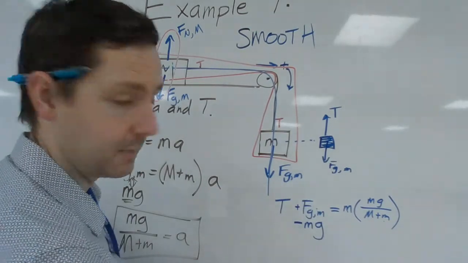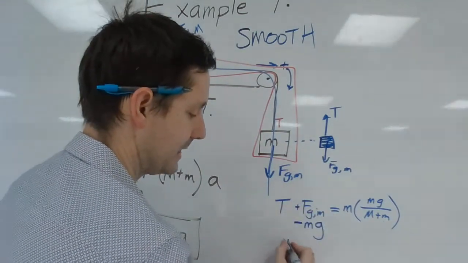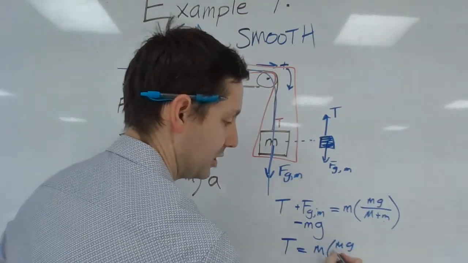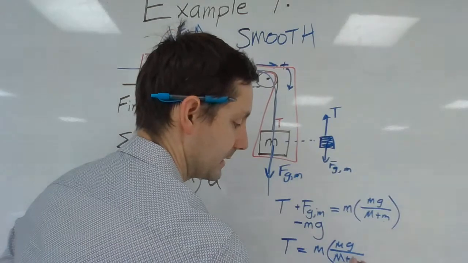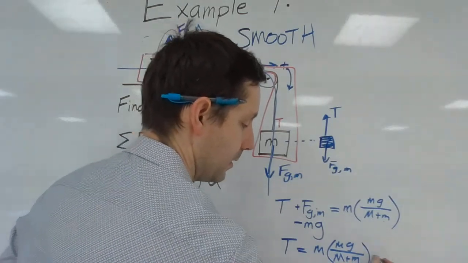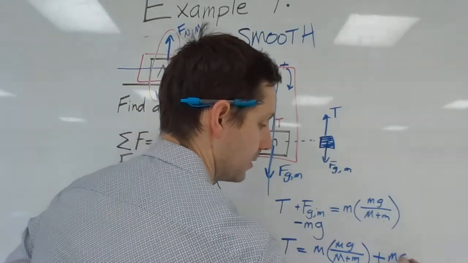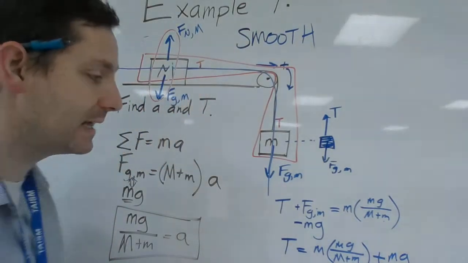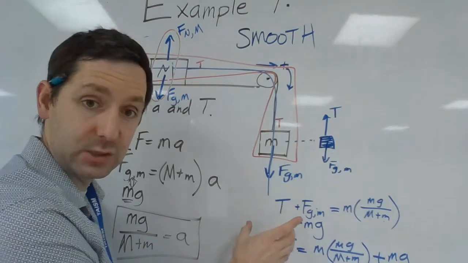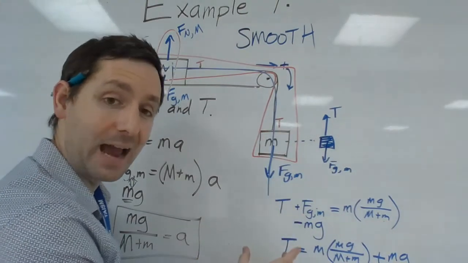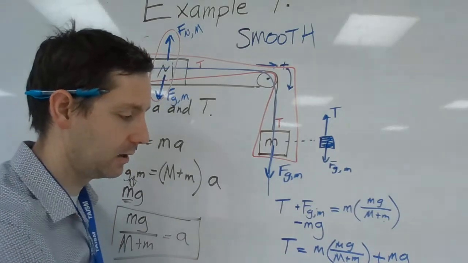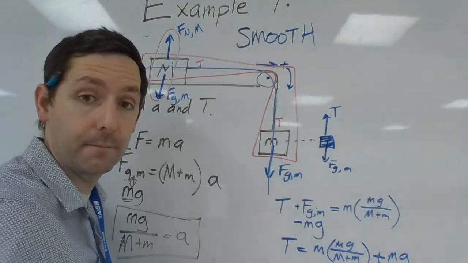So over here, I'm going to get my final answer, which is that T is m times mg over m plus m, plus mg. Okay, it should be an addition because it's going down this way. It is accelerating downwards. Okay, and so I should end up getting this number right here.